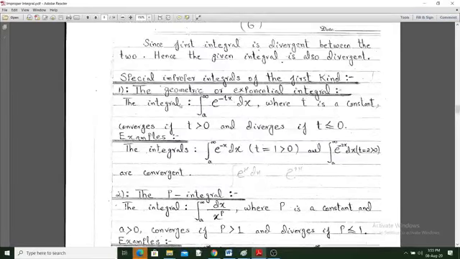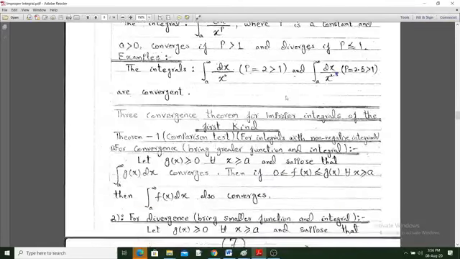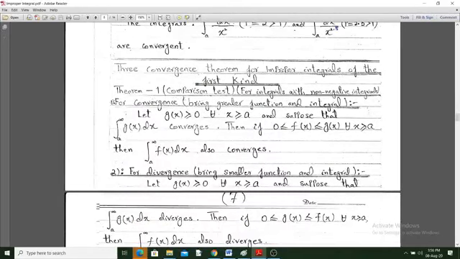So these two integrals that you see here, the first one is called the geometric or exponential integral, and the second integral is called the p integral. Why are we discussing these two integrals? So that we can use them in theorem number 1, and the name of theorem number 1 is comparison test.